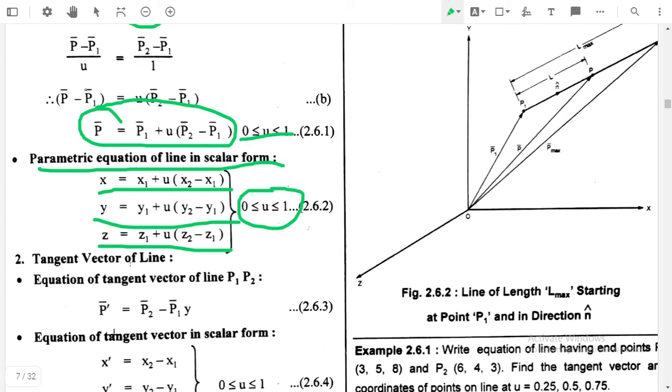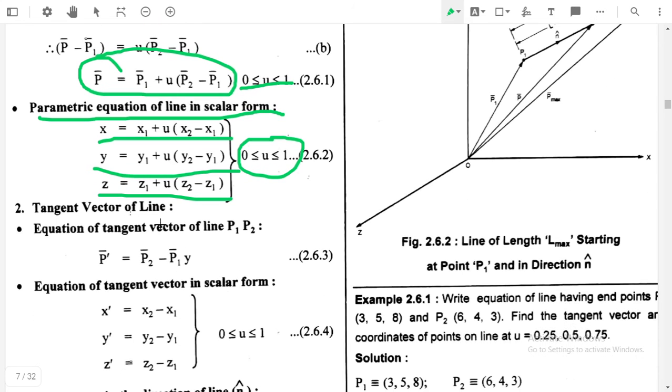Now if we want to represent the tangent vector of the line, the equation of the tangent vector of the line P1P2, it is the equation of the tangent vector of the line passing through P1 and P2. So P dash bar. What is meant by dash? Dash represents the tangent equation. So it is equal to P2 bar minus P1 bar.